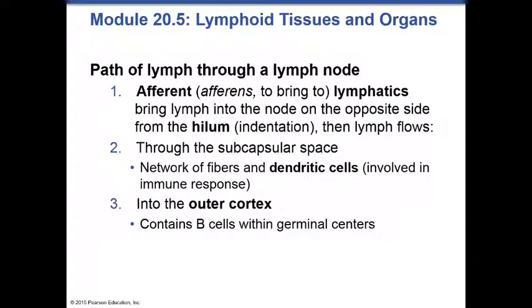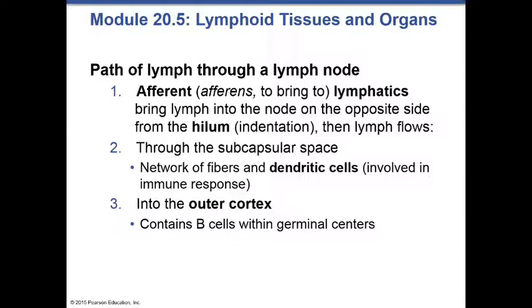Lymph nodes are interesting. Lymph is going to flow into a lymph node through the afferent lymphatics. Remember, the term lymphatic simply is a general name for any of the vessels, and it's going to come in to the node on the opposite side of the hilum. The hilum is the indented place where other structures go into and out of this rather solid lymph node. And then it's going to go into a subcapsular space just underneath the capsule.